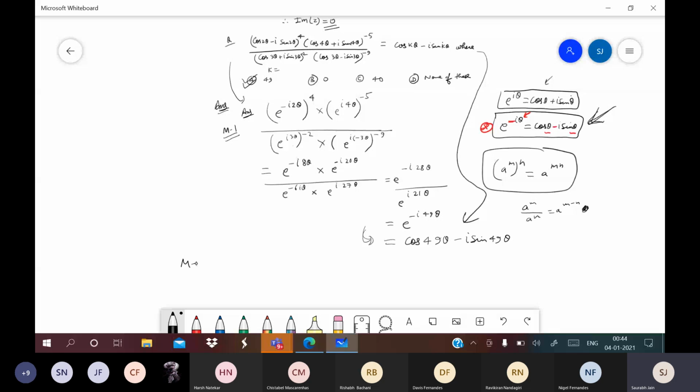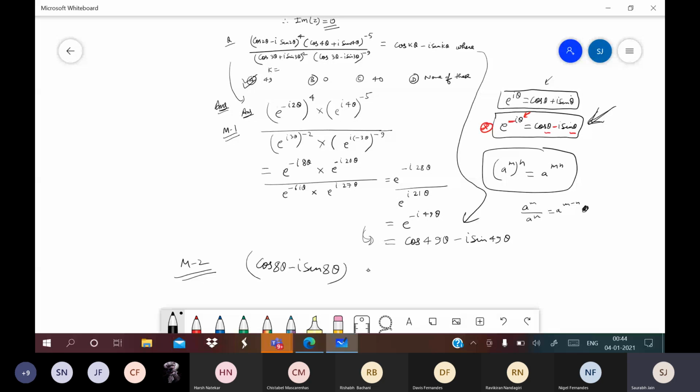See in method 2. Okay. Now I'm not going to use Euler's, I'm going to use de Moivre's. So powers will be multiplied with the angles, right? So what will be the first term? cos 2 theta minus iota sine 2 theta to the power 4. So it will become cos 8 theta minus iota sine 8 theta. This is the first term.